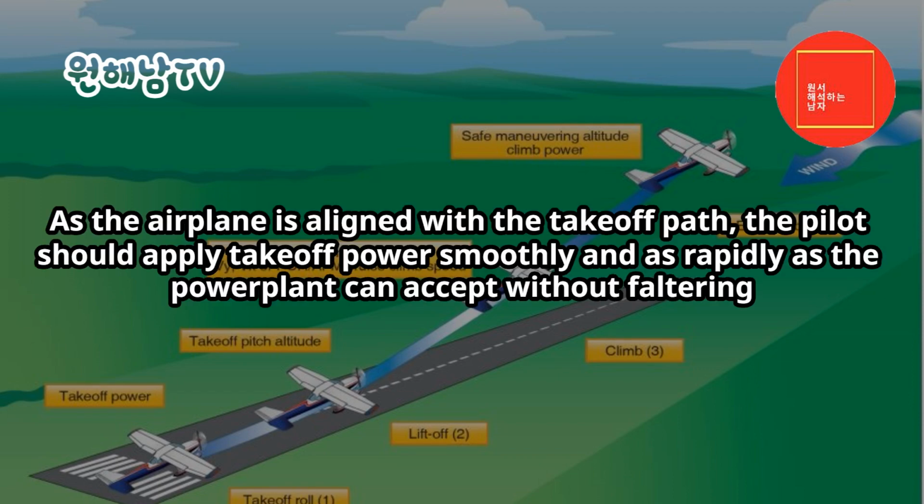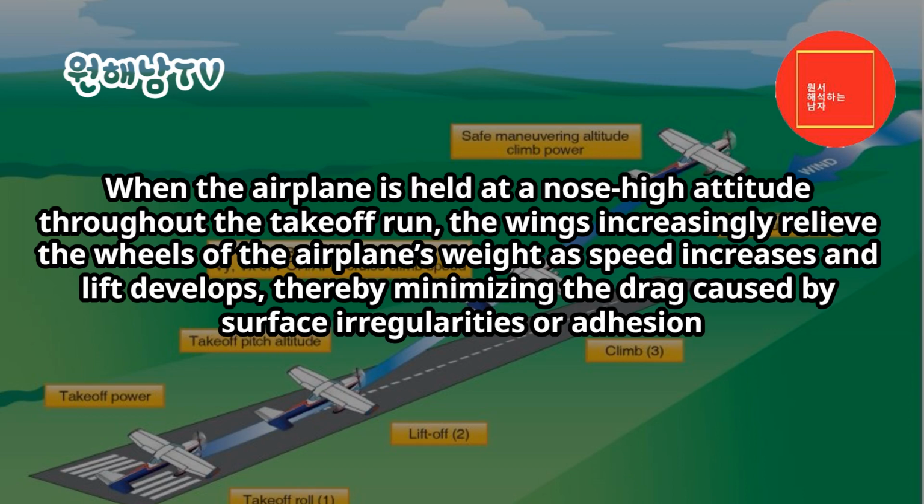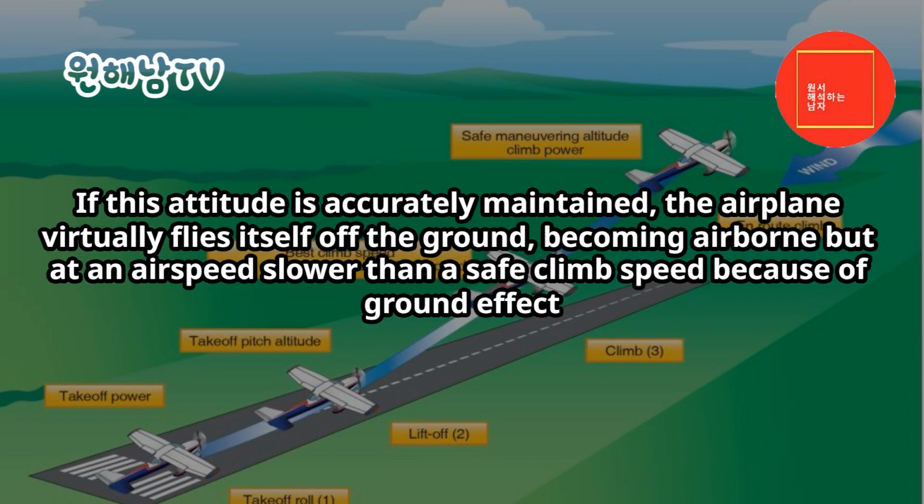Takeoff roll. As the airplane is aligned with the takeoff path, the pilot should apply takeoff power smoothly and as rapidly as the power plant can accept without faltering. As the airplane accelerates, the pilot should apply enough back elevator pressure to establish a positive AOA and to reduce the weight supported by the nose wheel. When the airplane is held at a nose-high attitude throughout the takeoff run, the wings increasingly relieve the wheels of the airplane's weight as speed increases and lift develops, thereby minimizing the drag caused by surface irregularities or adhesion. If this attitude is accurately maintained, the airplane virtually flies itself off the ground, becoming airborne but at an airspeed slower than a safe climb speed because of ground effect.